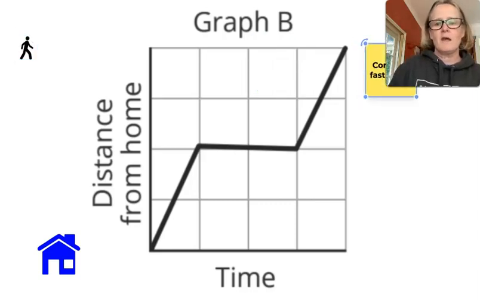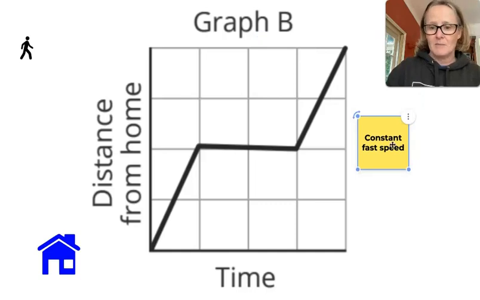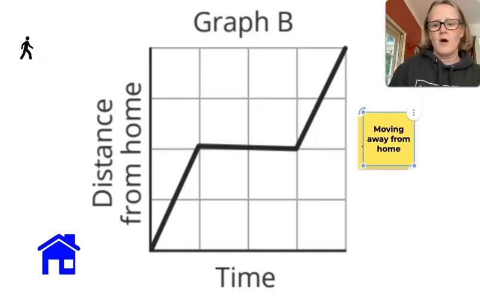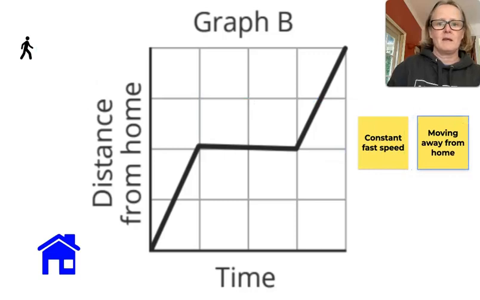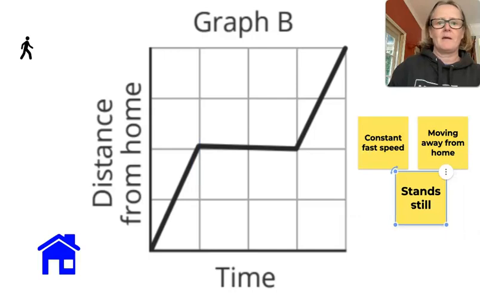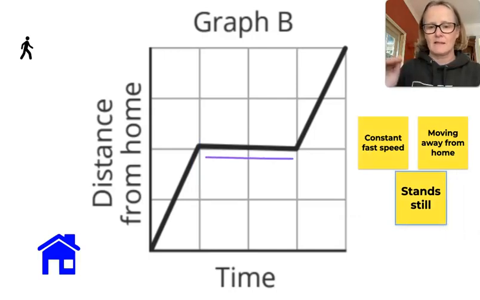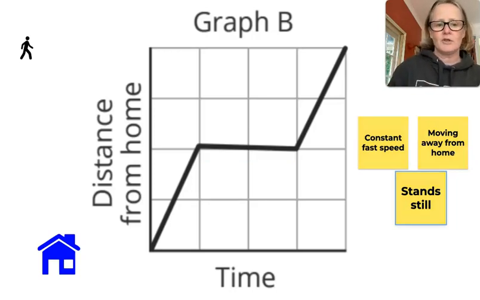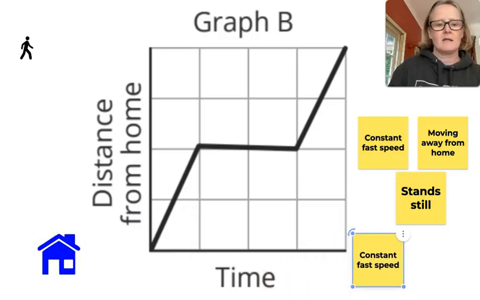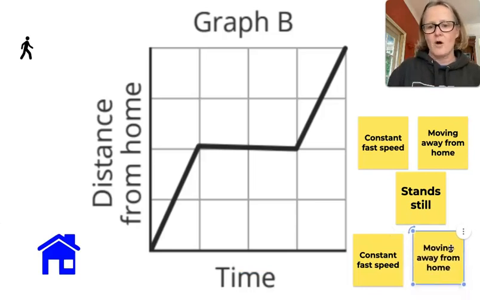So he is moving at a constant fast speed away from home. That's what's happening in this section here, a constant fast speed away from home. And then he stands still. And that's what's happening in this flat section here. So on a distance time graph, a flat section means it's standing still. And then he continues his journey at a constant speed, which is fast, the same speed as at the beginning, and he's moving away from home.